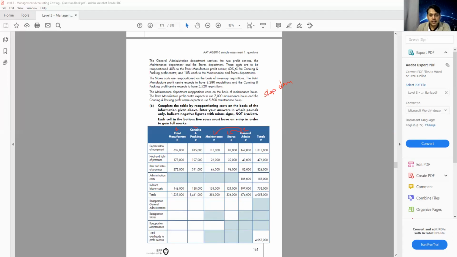All right, that's fine. This cost is to be reapportioned. So they're asking to reapportion the general admin cost. So we will do that. 40% to paint manufacturer, and 40% to canning and packing, 10% to maintenance and 10% to store. So basically out of 100%, 40% will go to paint manufacturer, 40% canning and packing, 10% to maintenance, and 10% to store, isn't it? That's fine. Let's do this one, that's not a problem.